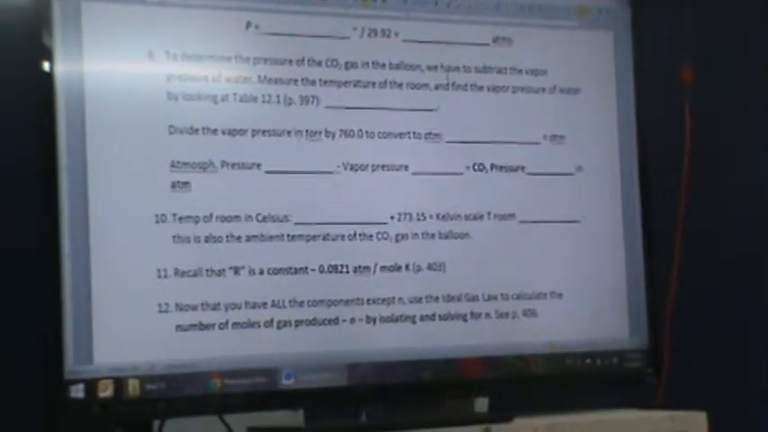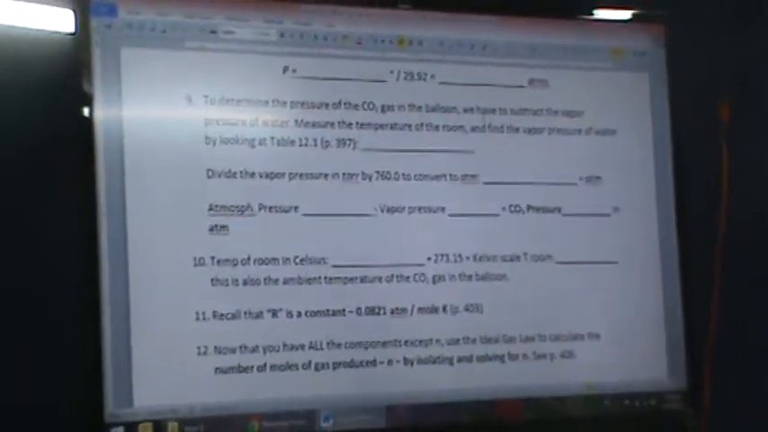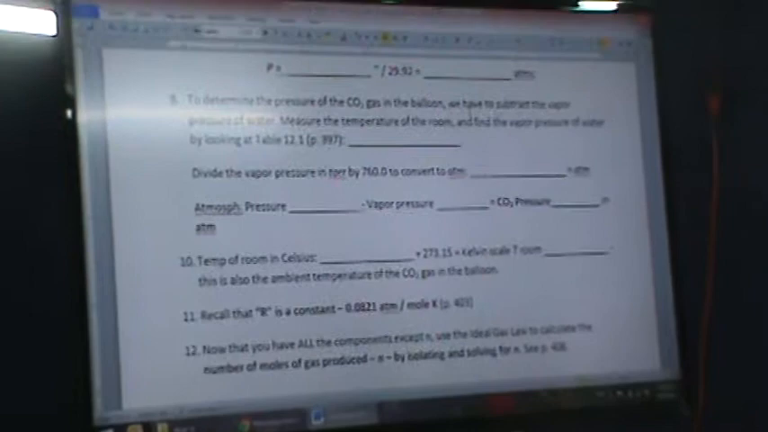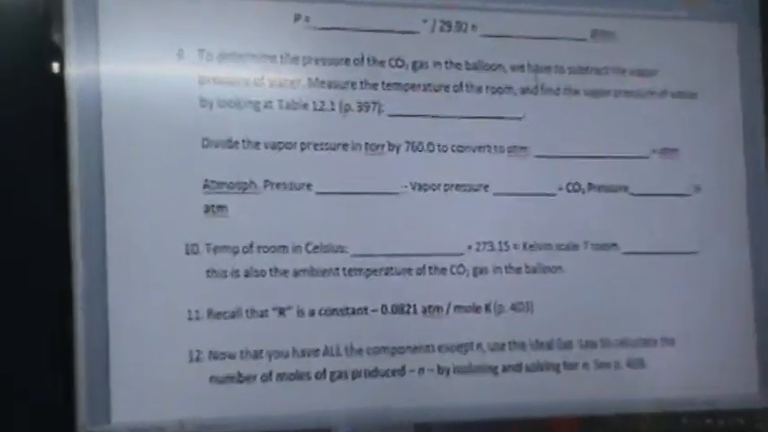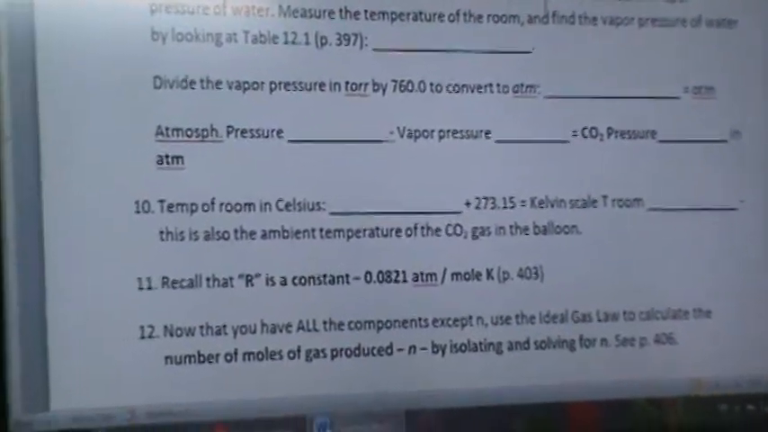0.0332. 0.0332. Okay, thank you. And then if you subtract that from the other pressure, you get 0.9. You got the number you're supposed to get. All right. Okay. Very good. It's working.